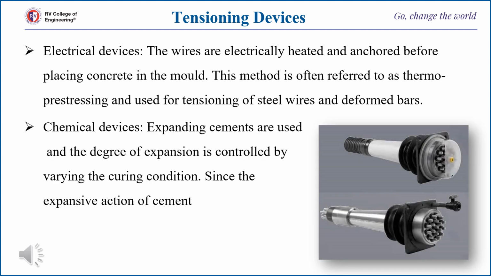Second, hydraulic devices. These are the simplest means of producing large pre-stressing force and are extensively used as tensioning devices. Electrical devices: the wires are electrically heated and anchored before placing concrete in the mold. This method is often referred to as thermo pre-stressing and is used for tensioning of steel wires and deformed bars. Chemical devices: expanding cements are used and the degree of expansion is controlled by varying the curing conditions. It is the expansive action of cement.